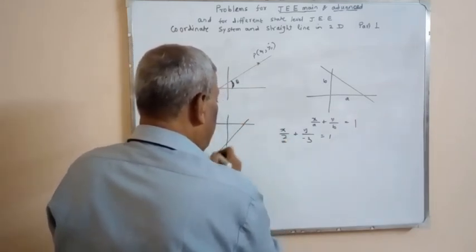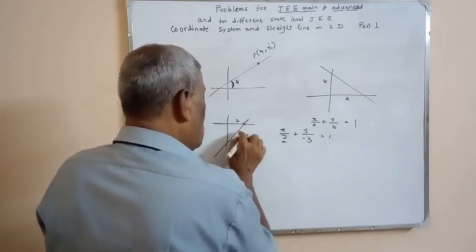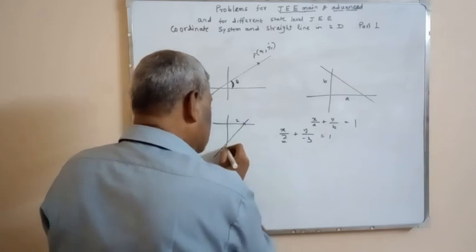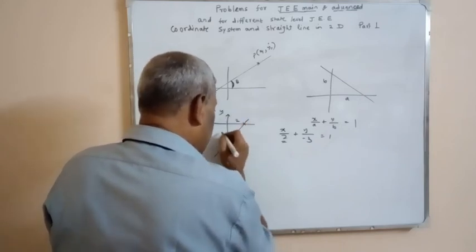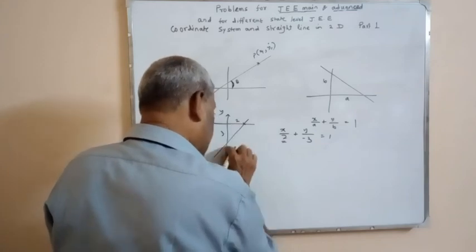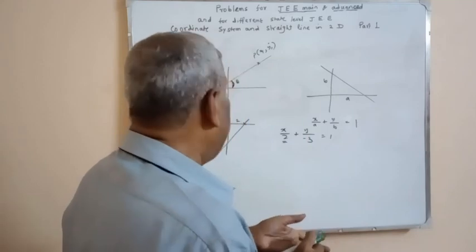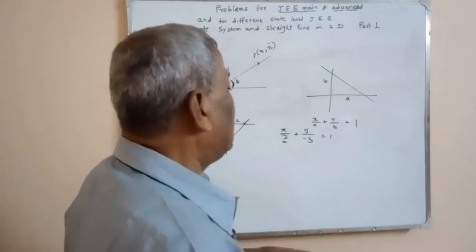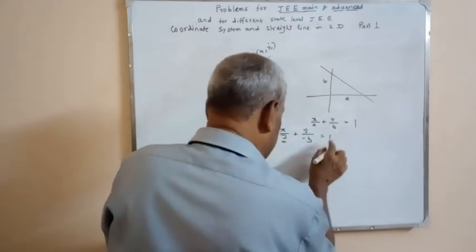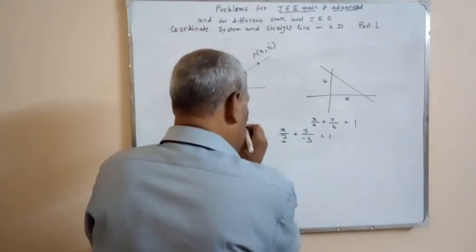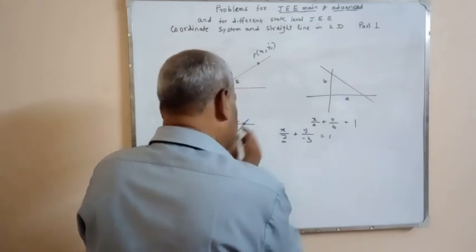It meets x-axis at a distance 2 and y-axis at a distance, this is y negative, this is y positive, it is 3 in negative direction. And knowing this, we can very easily draw the straight line. So take 2, 0 point on x-axis and 0, minus 3 a point on y-axis, join them.